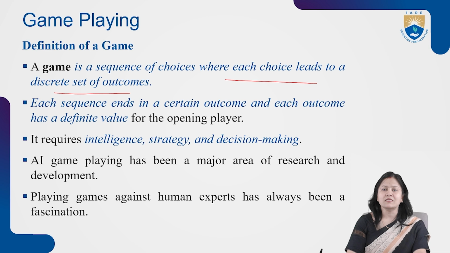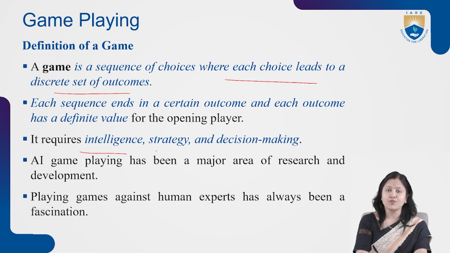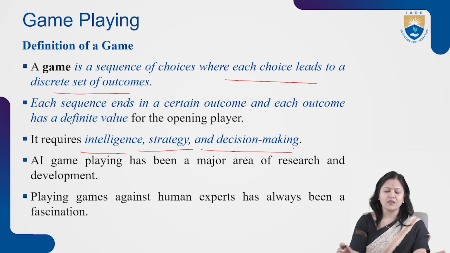Each sequence ends in a certain outcome, and each outcome has some definite value for the opening player, and the same for the opposing player also. So for playing any game, we require intelligence, we require strategy, nothing but the rules or the procedures to play the game, as well as decision-making capabilities. These three things I have already discussed in my previous videos, like why intelligence is required, what is the meaning of procedure, and why decision making is required. The same applies here. All these things are required for playing the game, for the human being as well as for the machine.